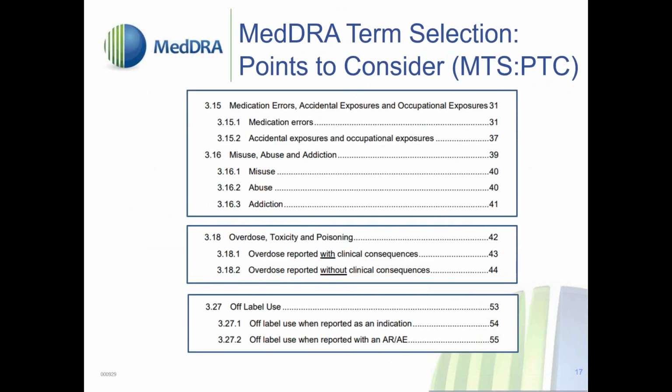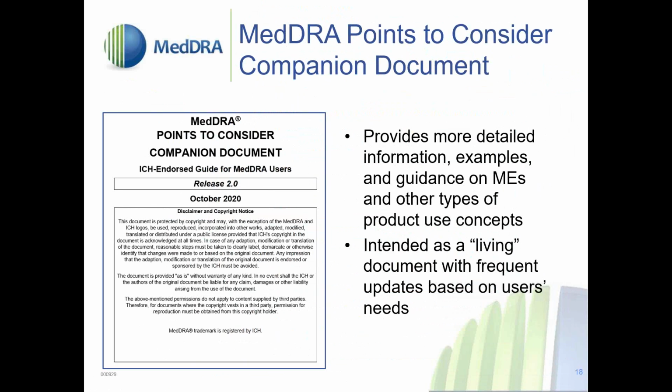And if you look into the table of contents, you will see that the guidance for medication errors and other product issues like misuse, abuse, addiction, plus off-label use is quite short. This is different with the MedDRA PTC companion document that provides more detailed information, examples, and guidance on medication errors and the other types of product use concepts. It is a living document that is updated as needed. It is not newly released on the 1st of March of each year, like the PTC document for MedDRA term selection. So the latest release, 2.0, is from October 2020 and is shown on the slide.